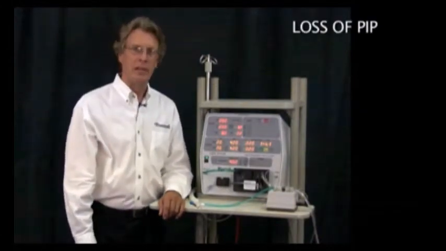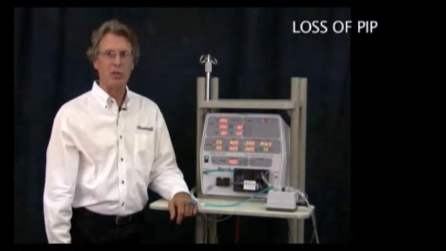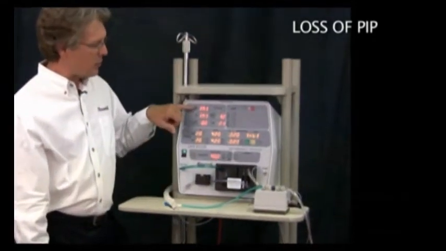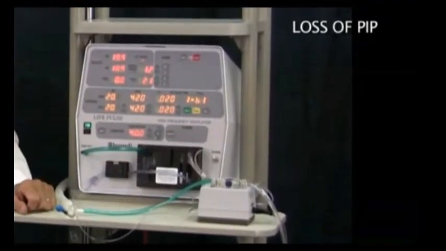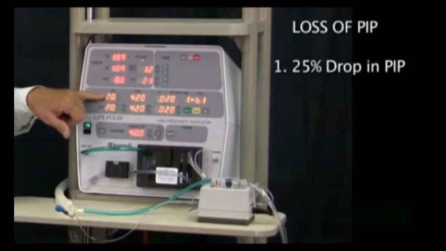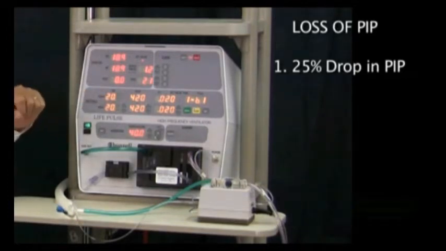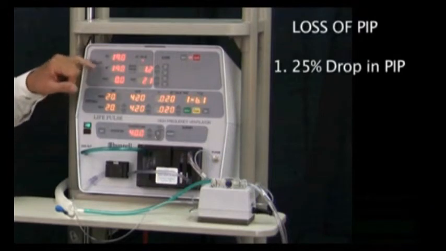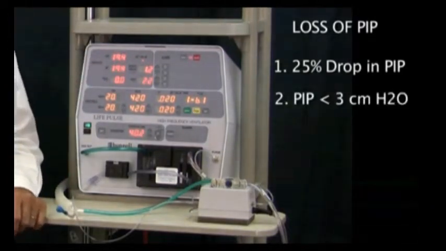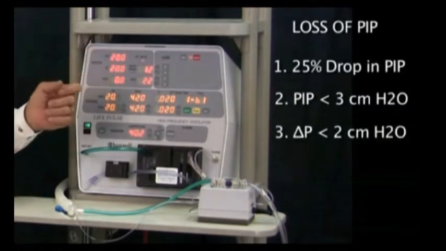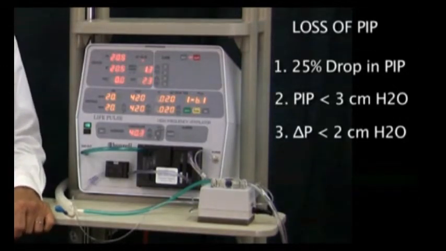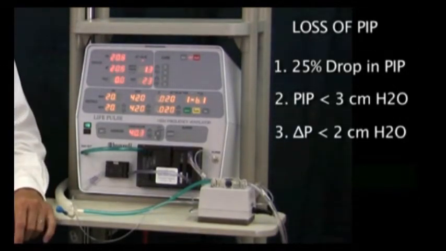Now I'm going to talk about the loss of PIP alarm, which is by far the most common alarm that you'll see on the jet ventilator. Loss of PIP alarm is generated in one of three ways. Either there's a 25% drop from the set point of the peak inspiratory pressure, or the peak inspiratory pressure is less than 3 centimeters of water, or the difference between PIP and PEEP, which is the delta pressure, is less than 2 centimeters of water. So 3 different ways that can happen.